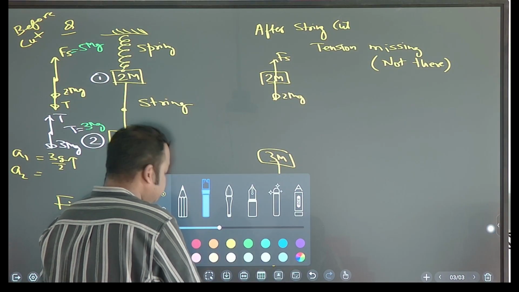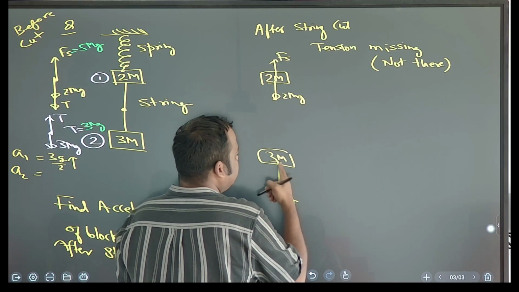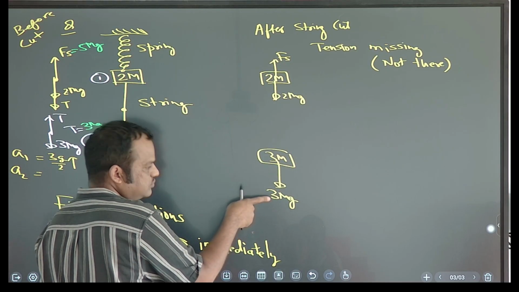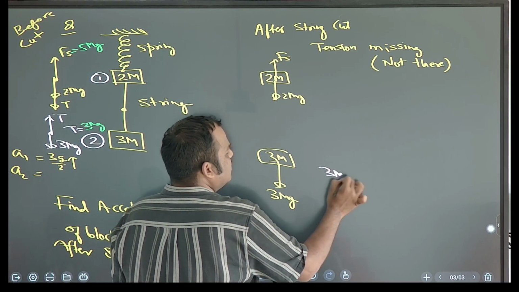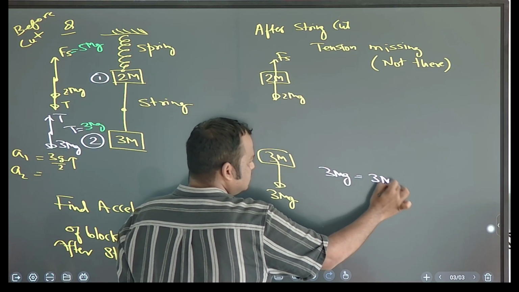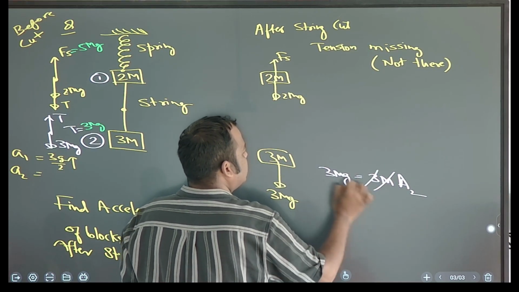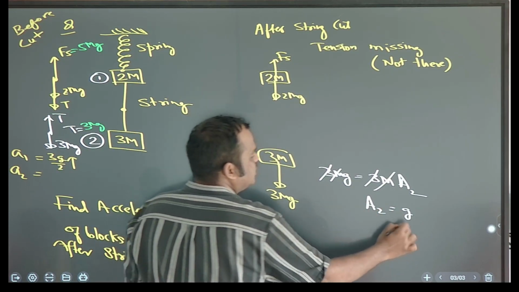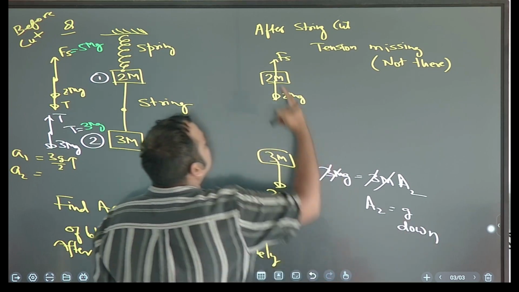For 3m, what is the net unbalanced force? So 3 mg is equal to 3 ma. 3m cancel. So what is a2? g, direction downward.